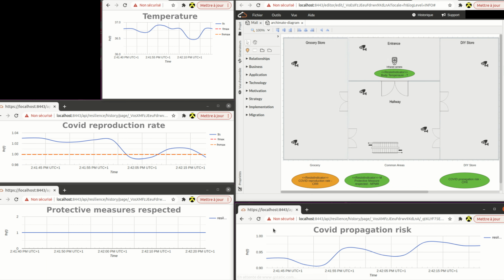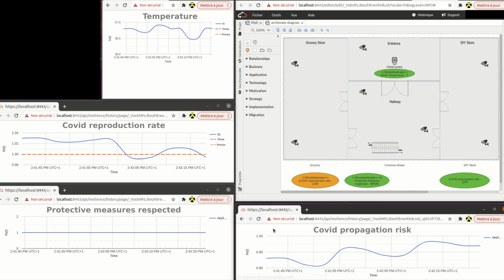For instance, for the national propagation rate of COVID, Fnmax is equal to 1 and Fmax is equal to 1.5. One person can possibly contaminate 1.5 others at most. We see that Fn, blue line, the value received by the acquisition system, is greater than Fnmax, orange line. In the 2D view of the mall, on the right, we see that the CRR indicator has consequently turned orange.